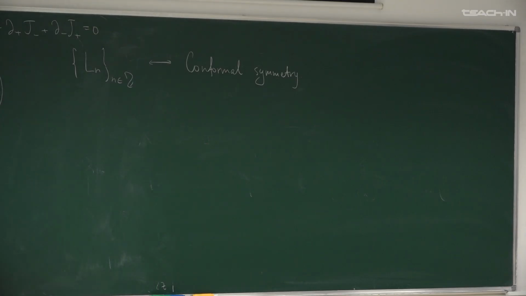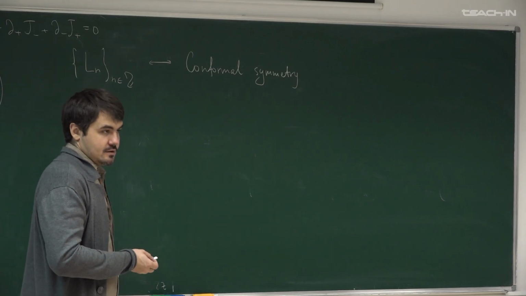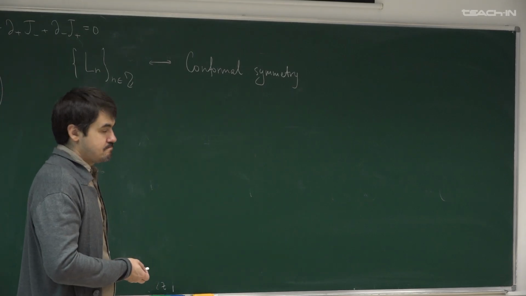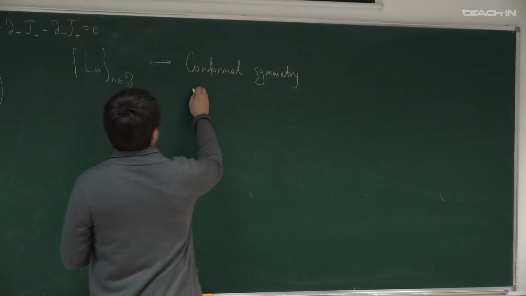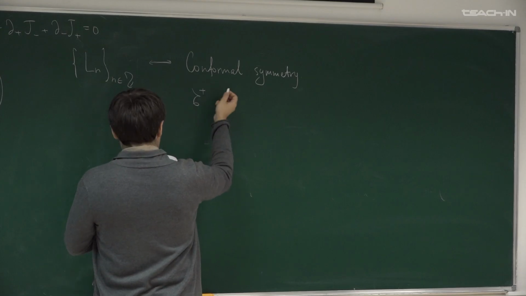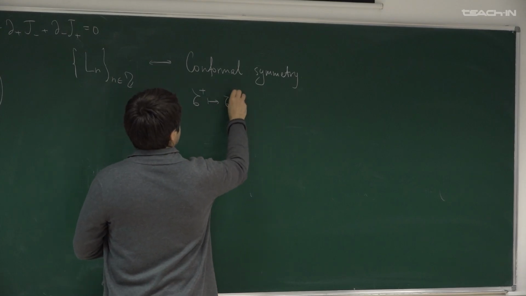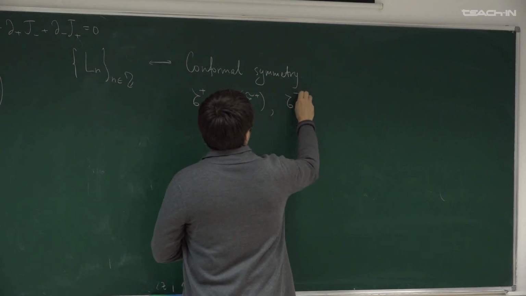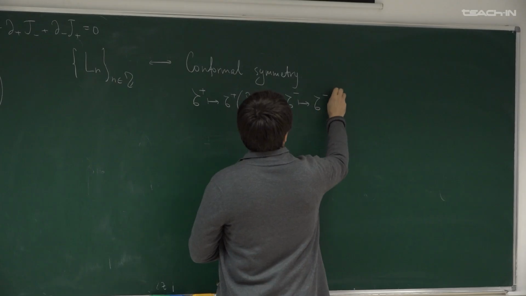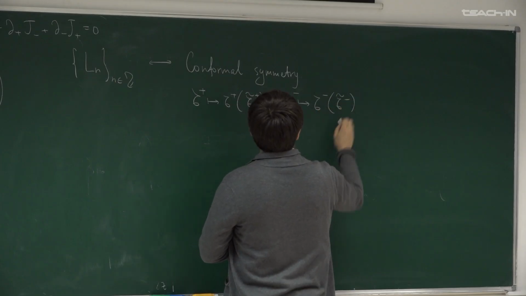And conformal symmetry here is kind of the remnant of diffeomorphism symmetry in conformal gauge. So these are the diffeomorphisms that preserve the gauge. So the gauge fixing is not complete, but there's something remaining. Well, the conformal symmetry here is that sigma plus goes to sigma tilde plus, sigma minus goes to sigma tilde minus.